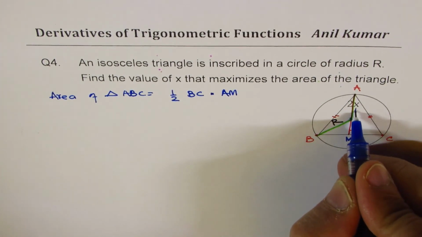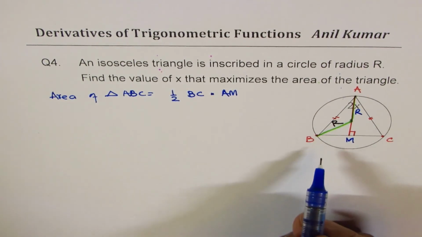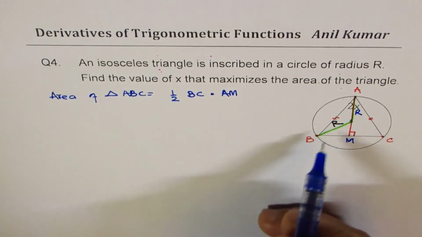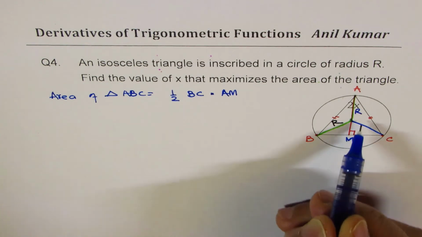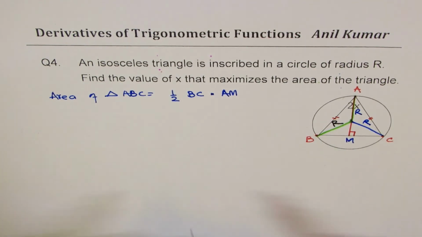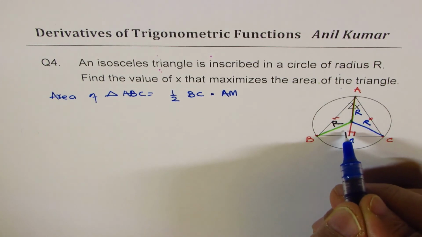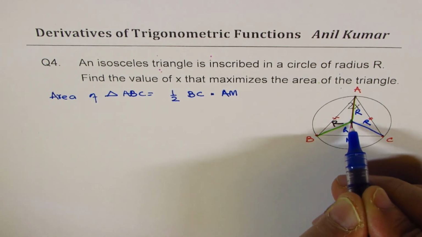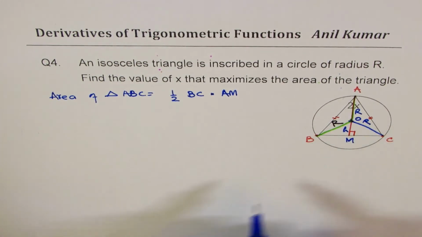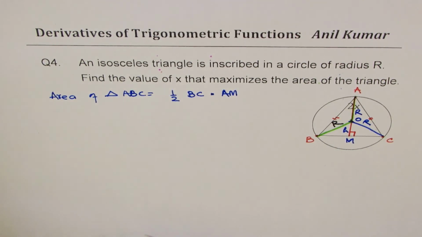Let's say this is R, both are R. This is also R for that matter. This is also R, okay. But the height AM is R plus, let's say, this height from O to M. We have to get that side. How do we get that portion?